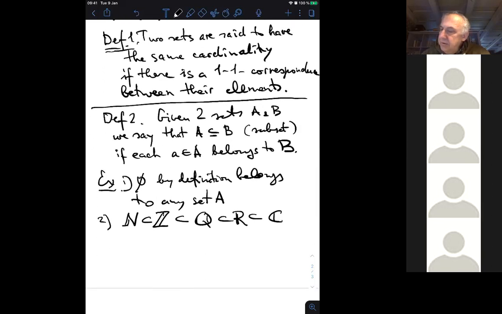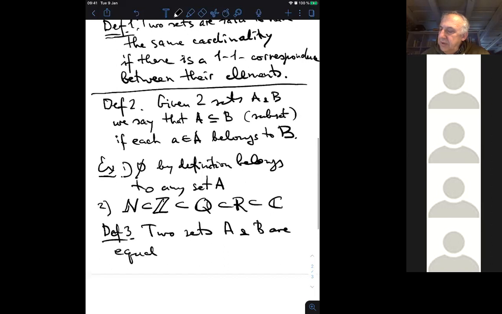My definition 1, okay, this is the cardinality. So when do we say that two sets are equal? Two sets A and B are equal if both of them are subsets of the other: if A is a subset of B and B is a subset of A. That means, in other words, that they contain exactly the same collection of individual elements.